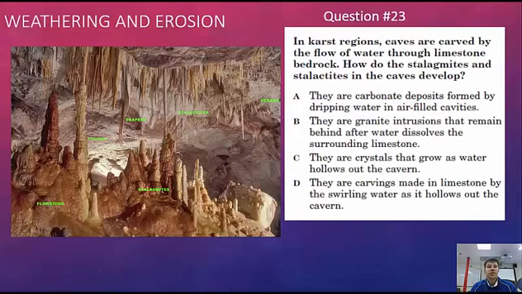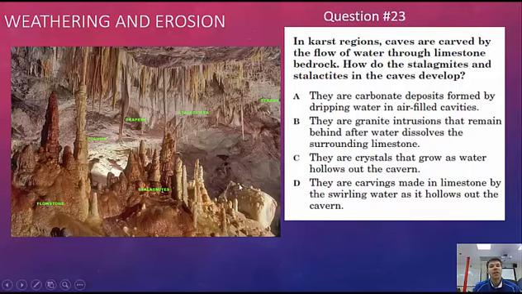In karst regions, caves are carved by the flow of water through limestone bedrock. How do these stalagmites and stalactites in the caves develop? Remember, stalactites are coming from the ceiling. They got a C for ceiling in them, and they're working their way downward. Stalagmites, I wish I remembered stalagmites. They might reach the ceiling someday because they're trying to go higher.